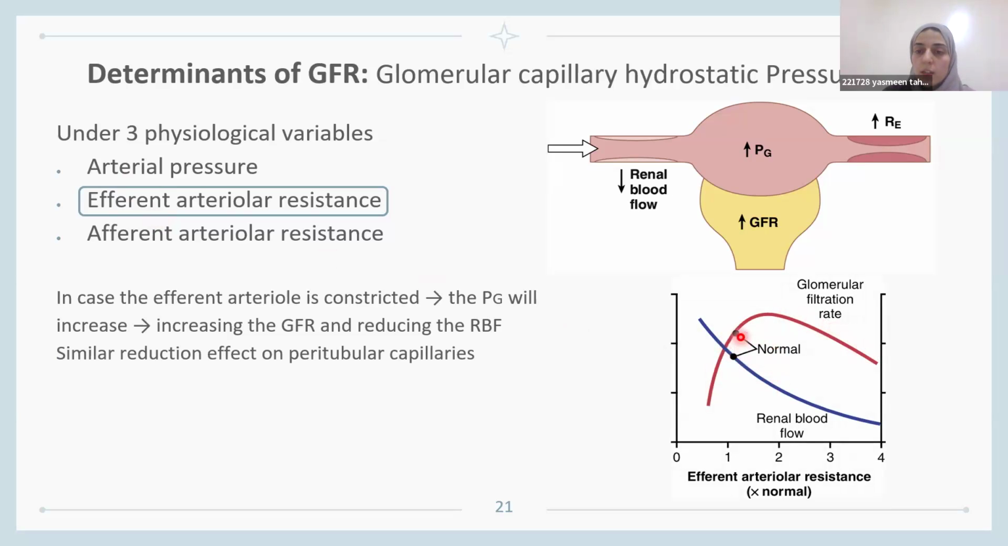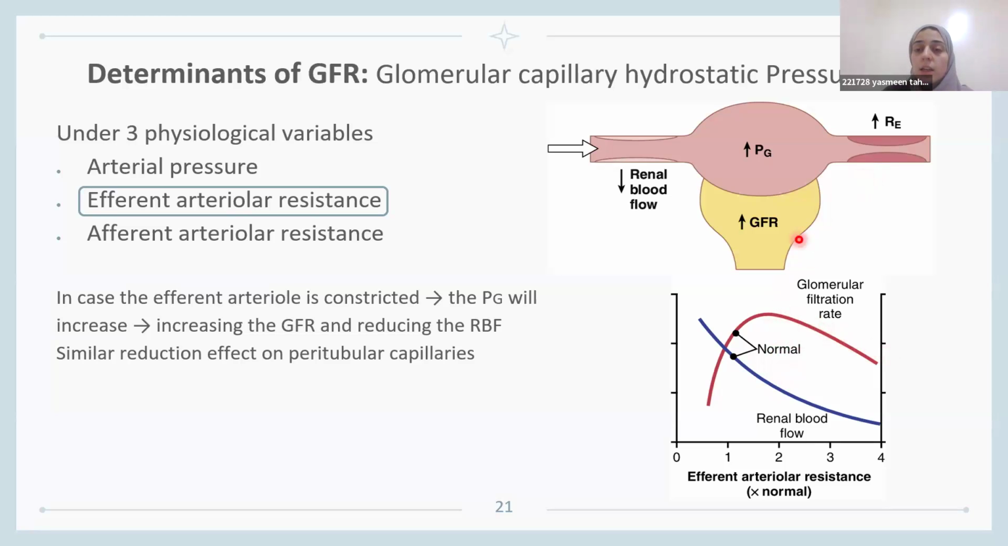Normally, this is the GFR, and this is the renal blood flow. With more resistance in the efferent arteriole, more constriction here, the GFR is increasing, although the renal blood flow is slightly decreasing. But after a certain point, the renal blood flow decrease cannot keep up with the normal GFR. So the GFR actually starts decreasing.